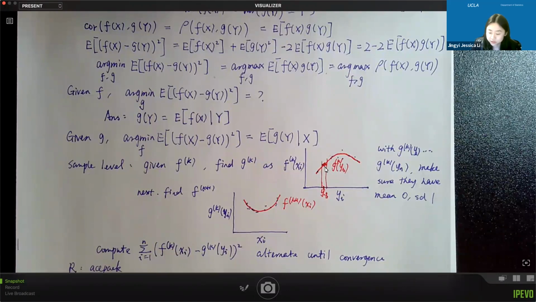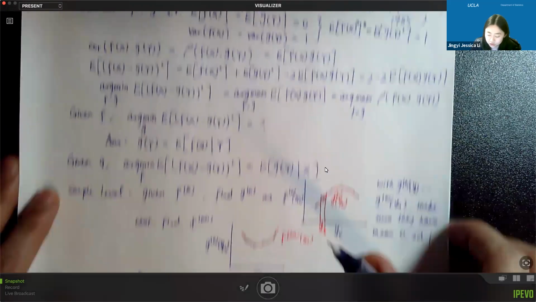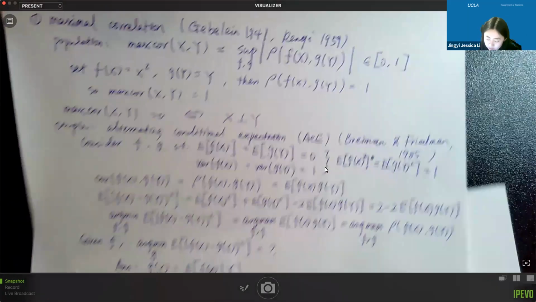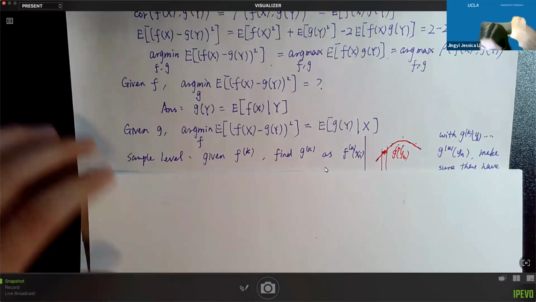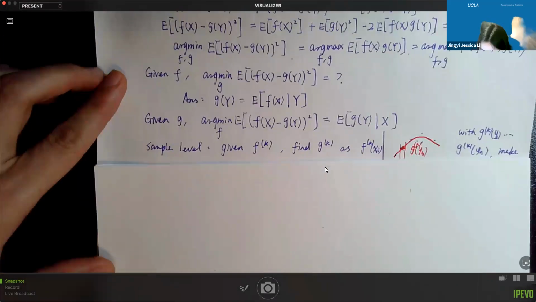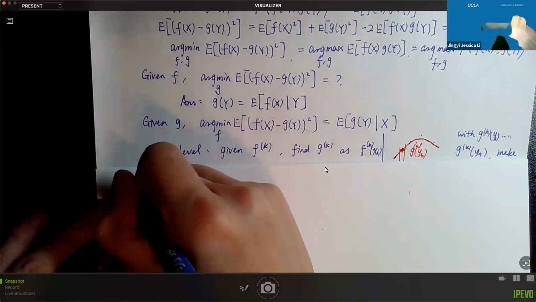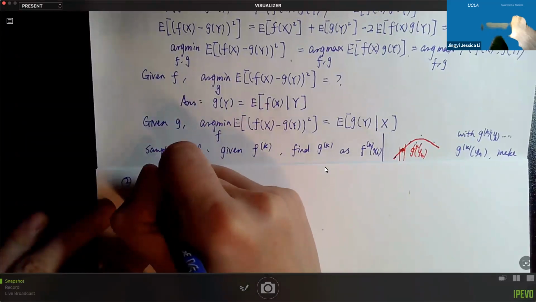All right, do we have questions about maximal correlation, at least the sample level implementation? Okay, if not, let's move on to the second measure I will introduce for functional relationship. This is a more recent one, but to me, it's a very fundamental and useful one. This is called the distance correlation.